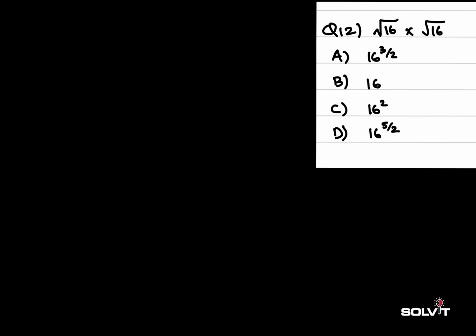All right, let's look at this question. Now in this question the bases of the roots, that is 16, are the same. So if I convert from radical form to exponent form, the bases are the same, so powers are going to add: half plus half becomes 1, so 16 to the power of 1. That means B is the answer.